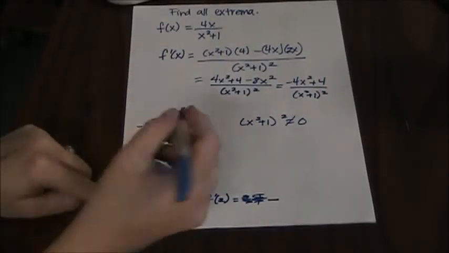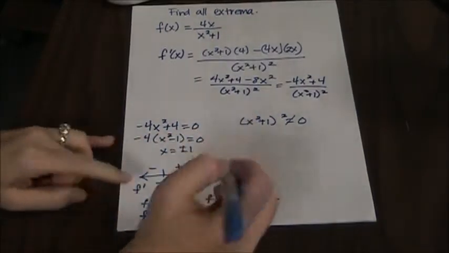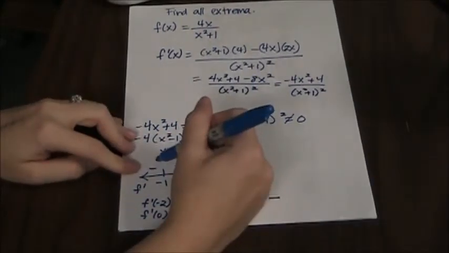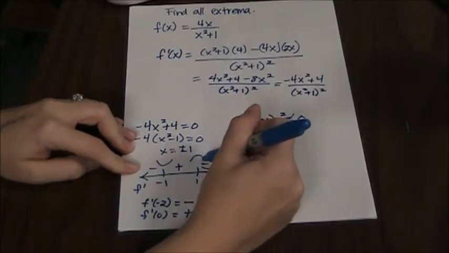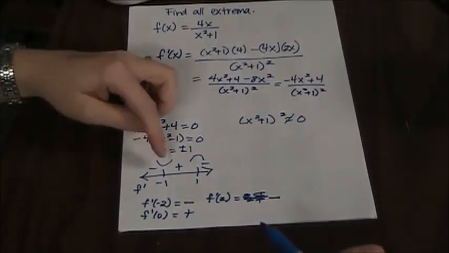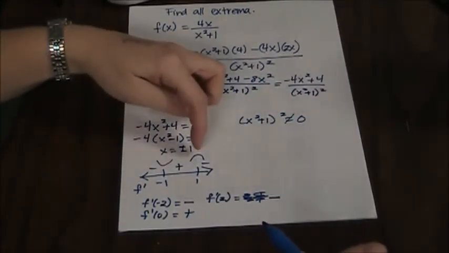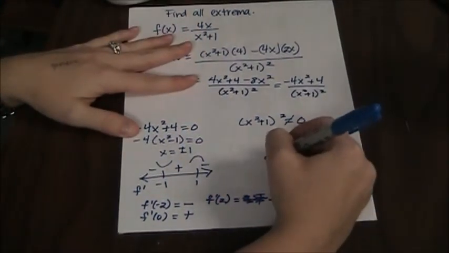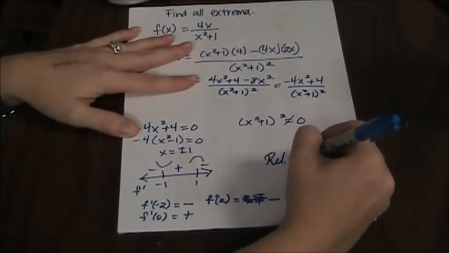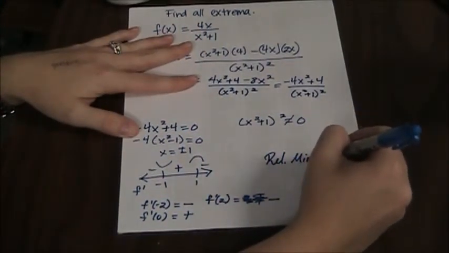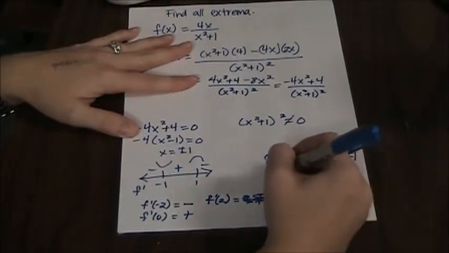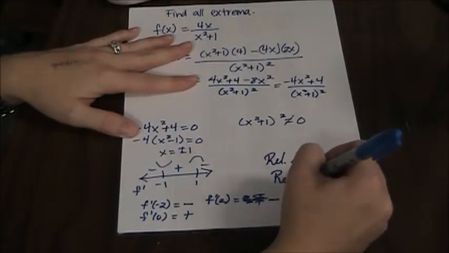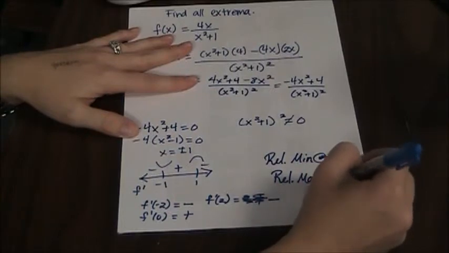So it would go negative, positive, negative, which means I go from decrease to increase and increase to decrease. So this will be a relative minimum and this will be a relative maximum. So relative min at x equals negative 1, relative maximum at x equals 1.